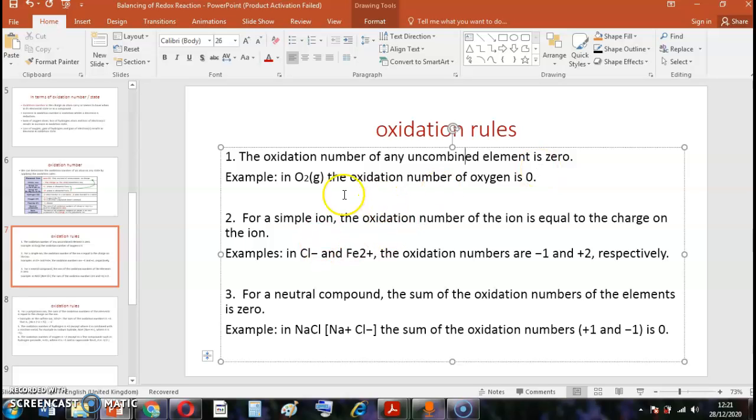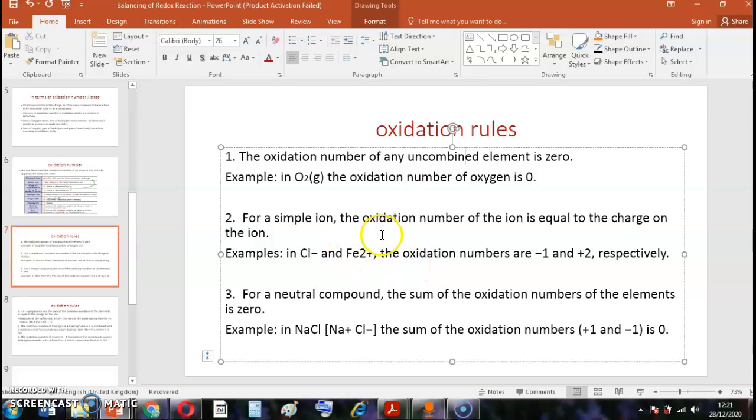If I say uncombined state, it can be oxygen in its natural or molecular state, oxidation number is 0. I'll give you more examples on that. Sodium metal is 0. Hydrogen in the gaseous state is 0. In the uncombined or elemental state, your oxidation number is 0.